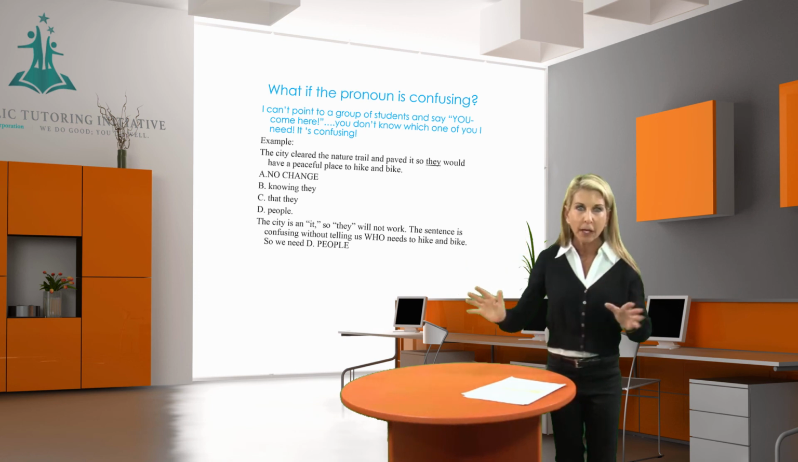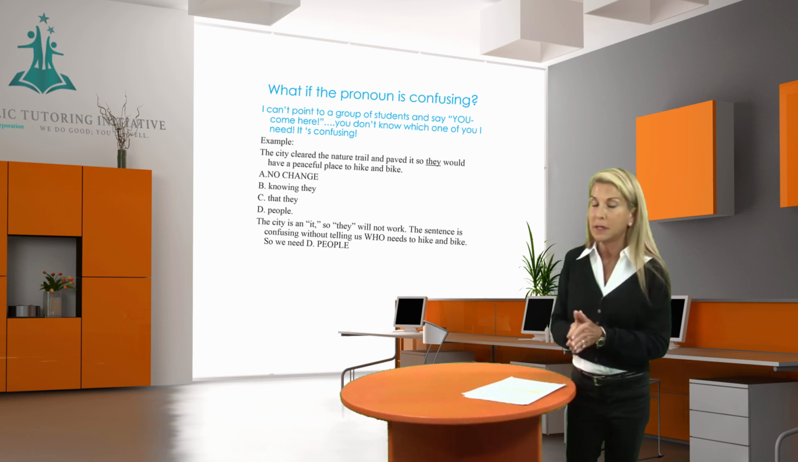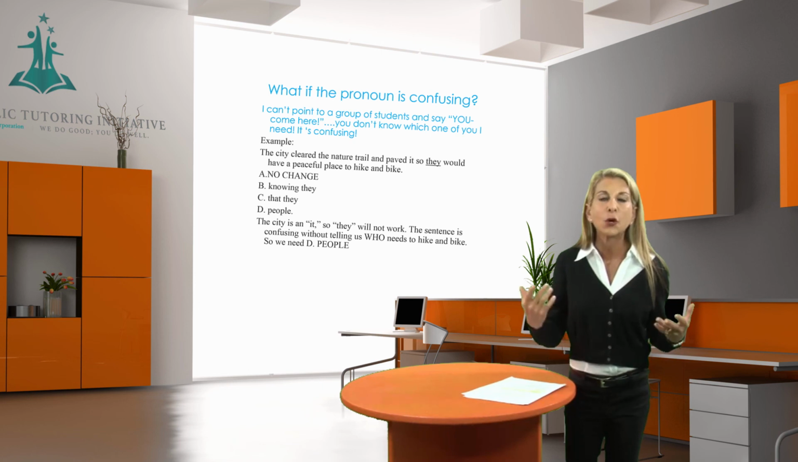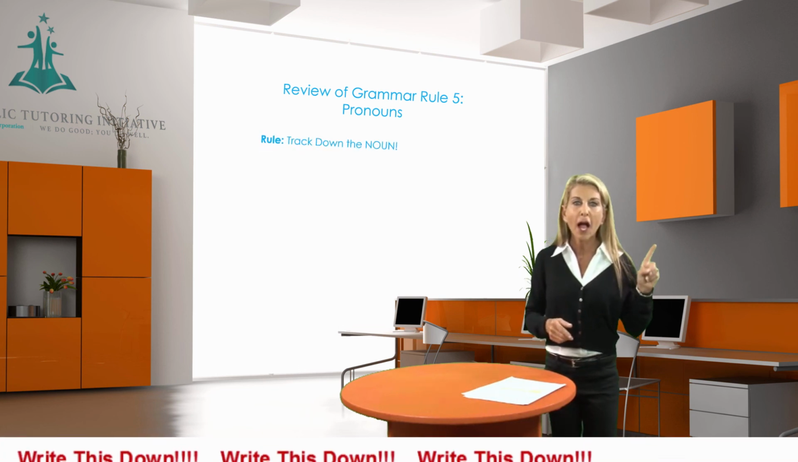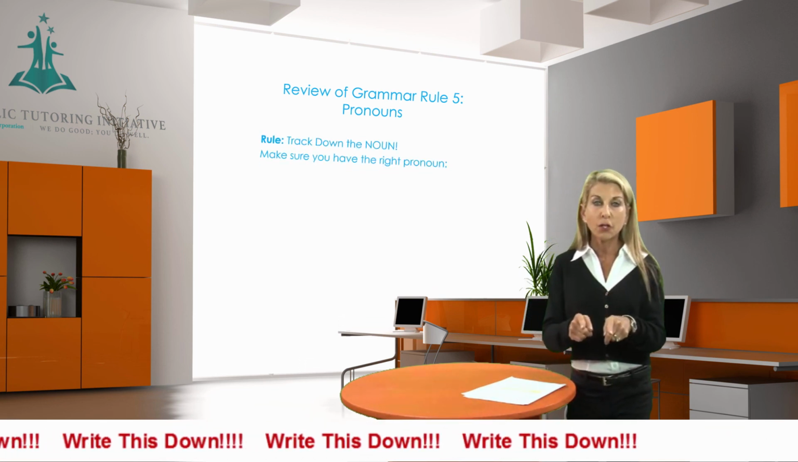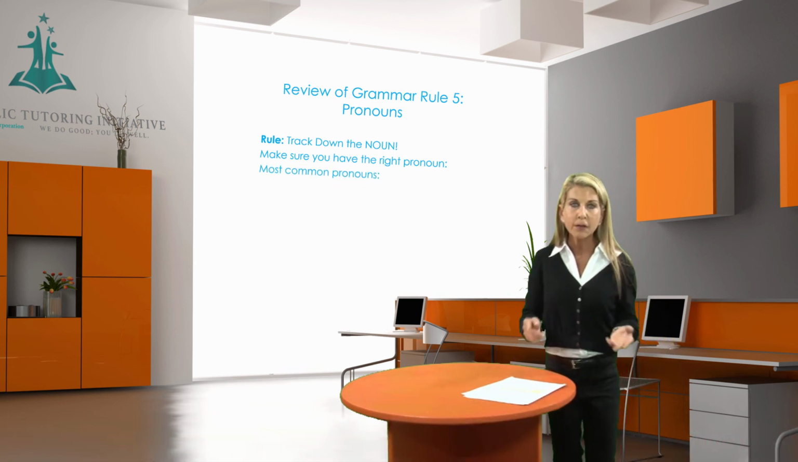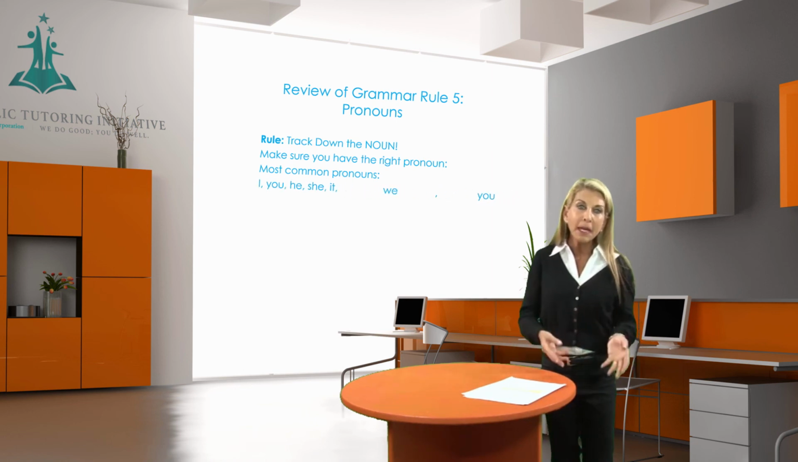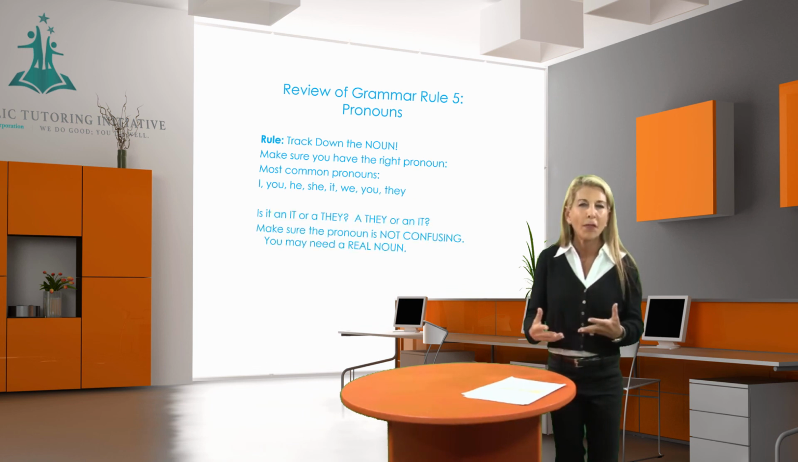Okay, now that we have that clear, let's go back to the problem. We know that B and C are also incorrect because we've talked about it having to be clear. So the answer has to be D. All right, so let's review pronouns. Rule number 1, everybody say it, track down the noun. Make sure that it's the right one and make sure that you need it. The most common pronouns: I, you, he, she, it, we, you, they, me, us, him, her, them. You kind of should have a feeling for what they are.